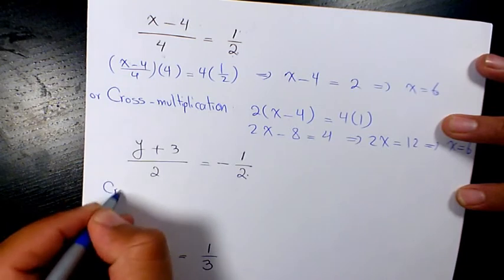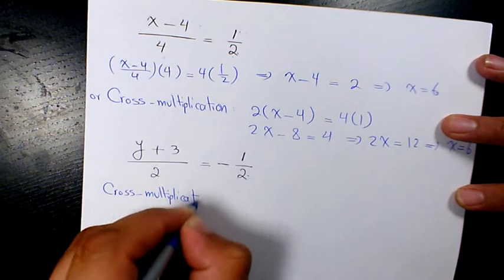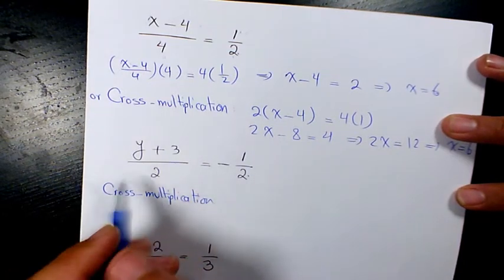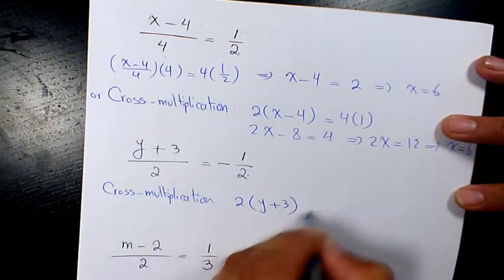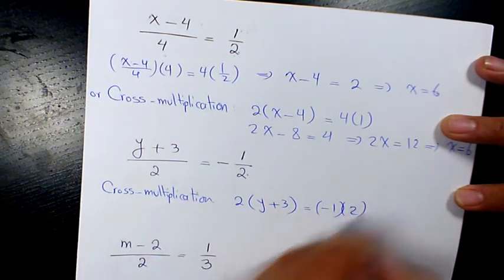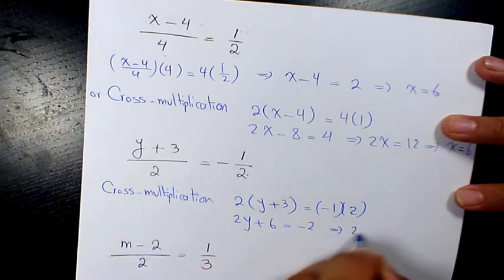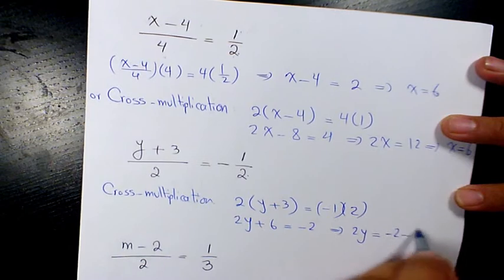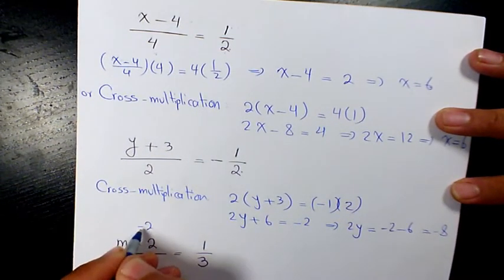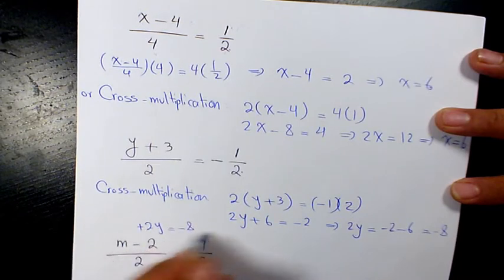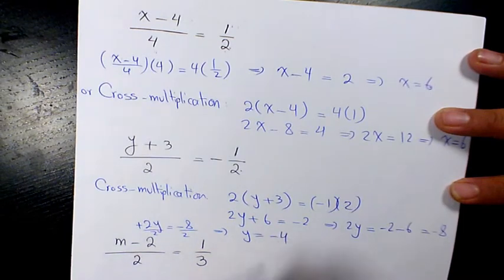Next one, I'm going to use again cross multiplication. It's going to be 2 times y plus 3 equals to negative 1 times 2. So it's going to be 2y plus 6 equals to negative 2. So 2y equals to negative 2 minus 6, which is negative 8. So 2y equals to negative 8, divided by 2. So y will be negative 4.